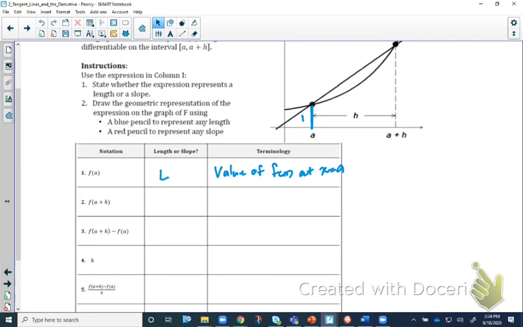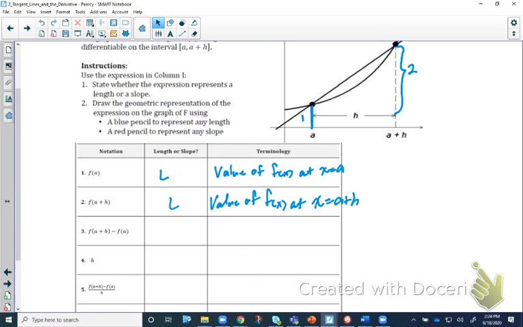Now the next one, where it says f of a plus h, that's still going to be an output of some kind. So f of a plus h is looking at this bit here. This whole thing is talking about what we see in row 2. So this is still going to be referring to a length of some kind. So this is essentially the same, the value of the function f when x is equal to a plus h.